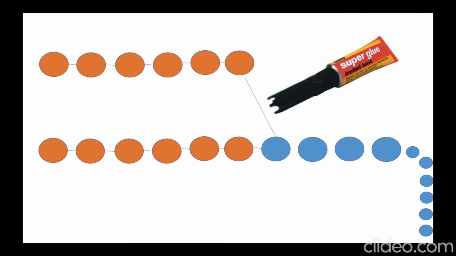These branching points are very, very important because the more branching points there are, the more free terminal ends the glycogen has. It speeds up the rapid release of glucose. It allows the cells to access more glucose quicker and faster.